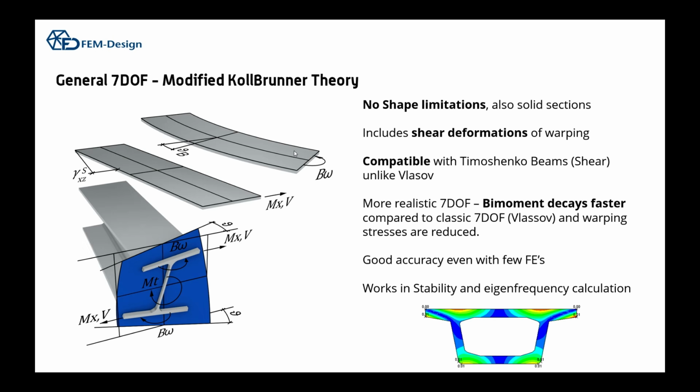And what happens with this general degree of freedom, the warping is more realistic because of the shear deformations. It's compatible, and we're also using shape functions like with the classical FEs. So even if you have just a few finite elements in your beam model, it's really accurate. And we can use it in stability and eigenfrequency calculation.